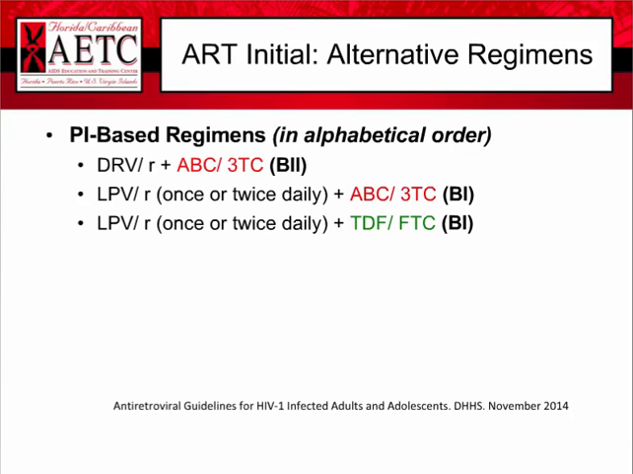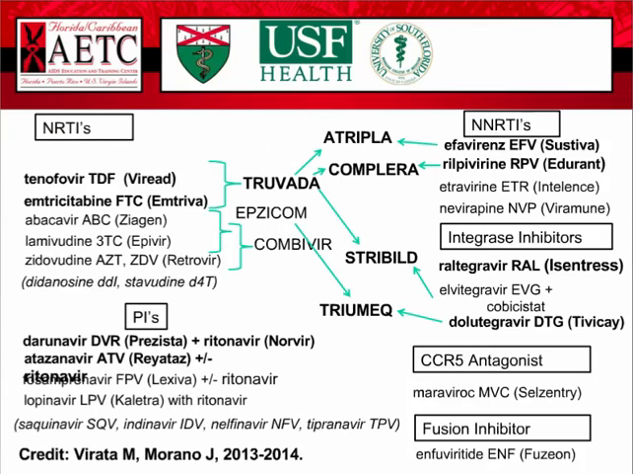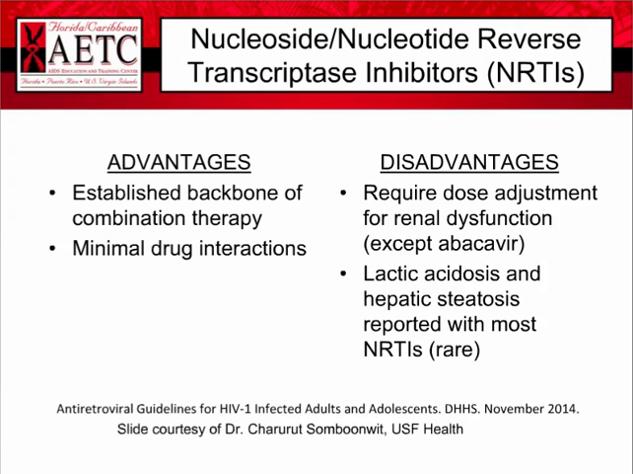ART, initial alternative regimens, won't dwell on this, but suffice it to say you can combine your PIs with other ways of using a nuke backbone, and same with your integrase inhibitor. So there you have it. That's the long view of it.